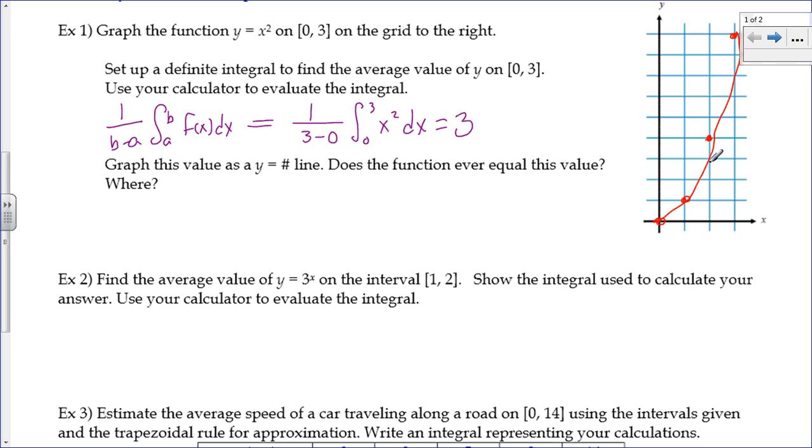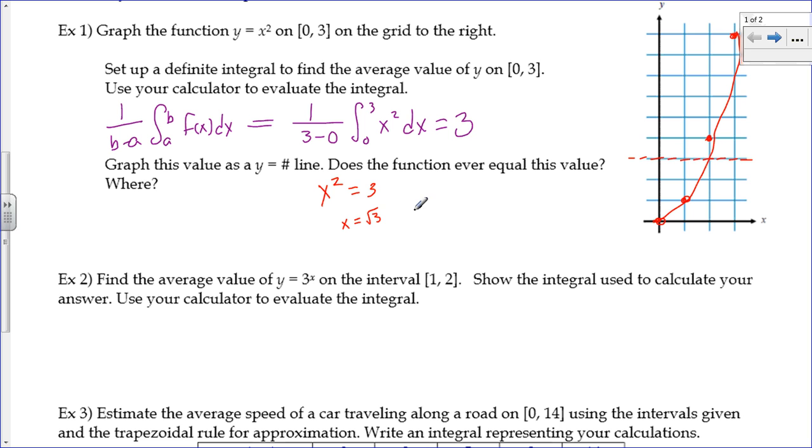So if I look at this and I think about, well, what's its average value? Well, it goes from 0 to 9, right? But it goes from 0 to 9 on a width from 0 to 3. And 9 divided by 3 is 3. That's not really how it works, but in this case, it actually does kind of work that way. Here's y equals 3. So does the function ever equal the average value? Well, yeah, it does. The function absolutely equals 3 on that interval. And it equals 3 whenever x squared equals 3, which is that x equals the square root of 3.